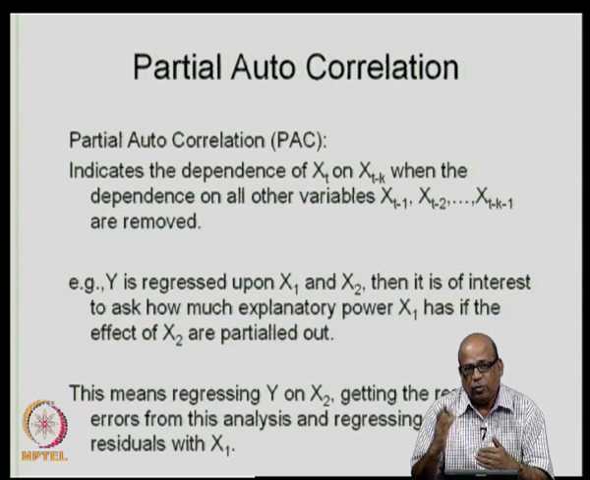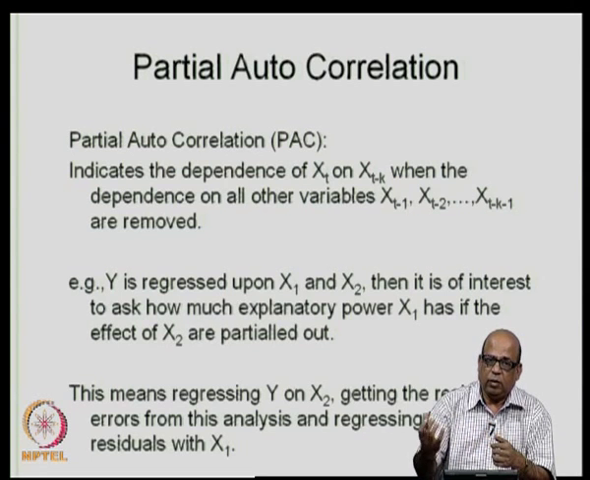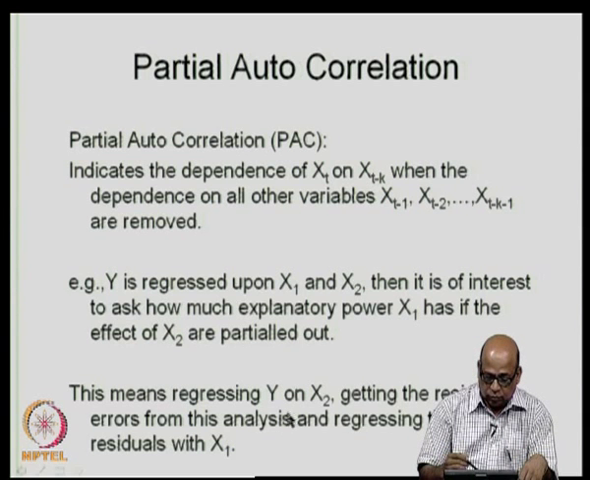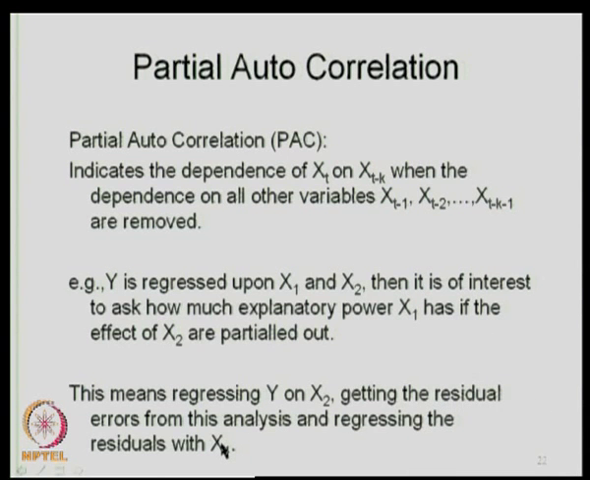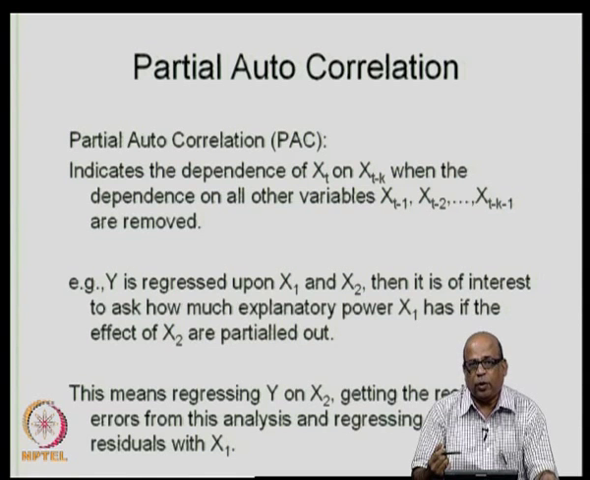How do we answer this question? Let us say that y we regress only on x 2 first and get the residuals out of that. That means x 2 has been able to explain part of the variance of y, the residuals we take out, and then the residuals we regress with respect to x 1, and see how much of these residuals can be explained by x 1. That is in fact the explanatory power of x 1 on y when the dependence on x 2 has been taken out. So, this generally gives the idea of the partial autocorrelations.